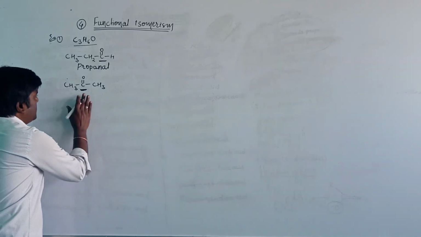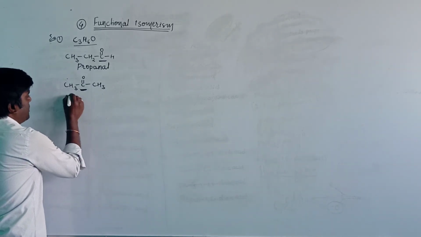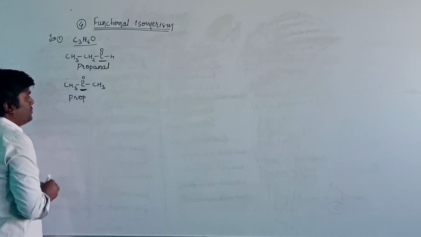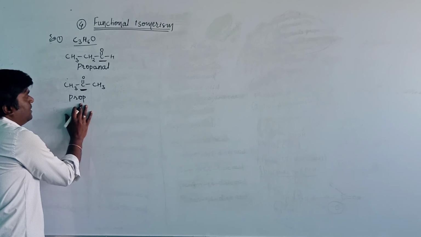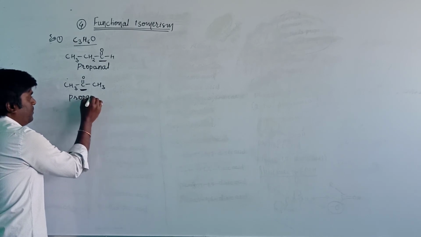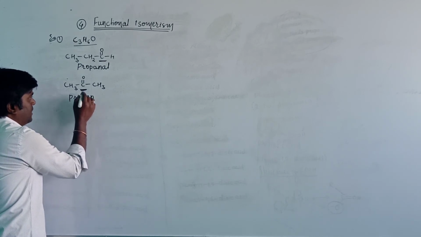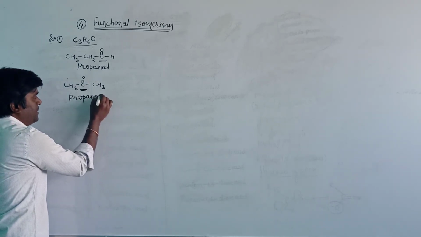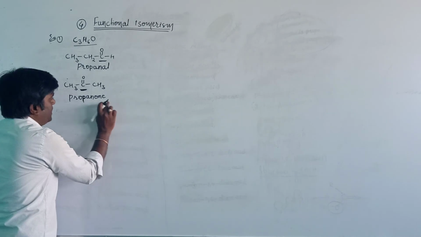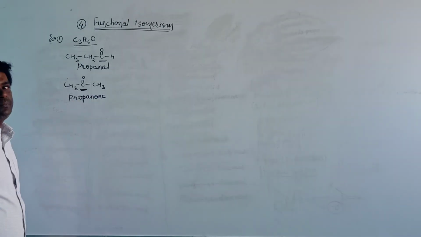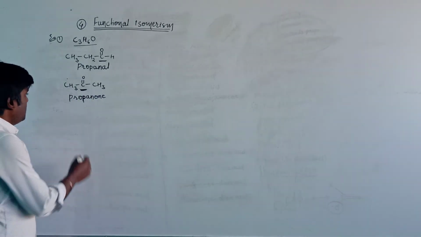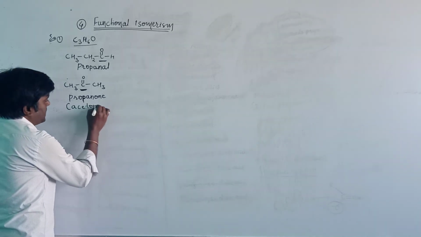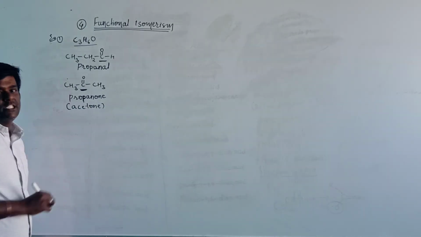Here 3 carbon atoms are present, therefore the root word is prop, and it is saturated, therefore propan. Then it contains the functional group ketone, therefore it is named with the ending one. The complete name for this compound is propanone. Generally, this compound is also known as acetone.